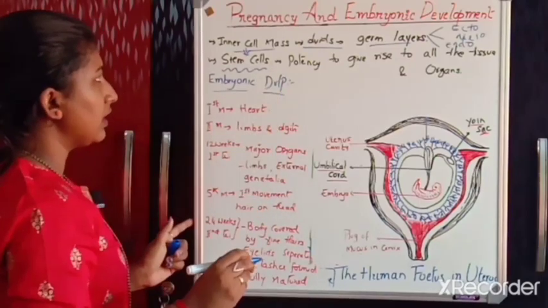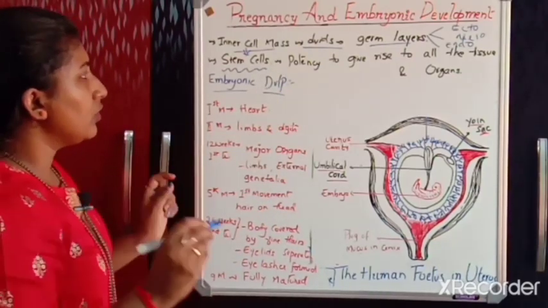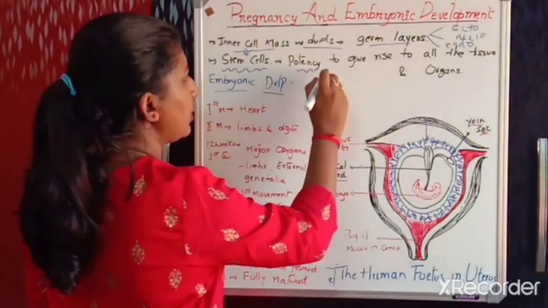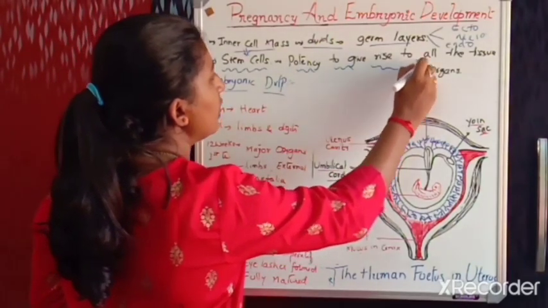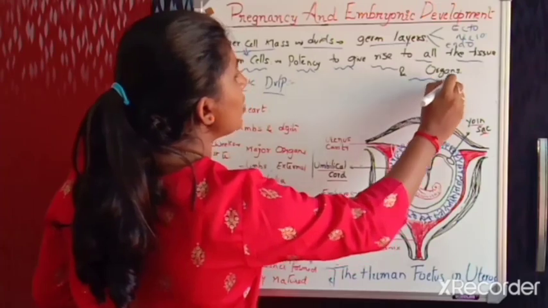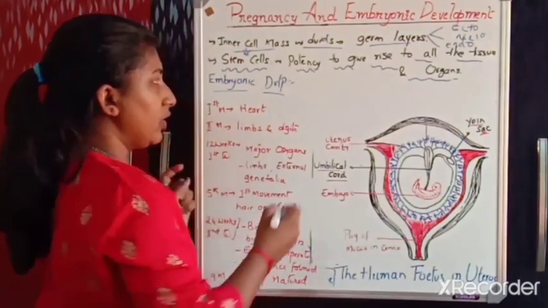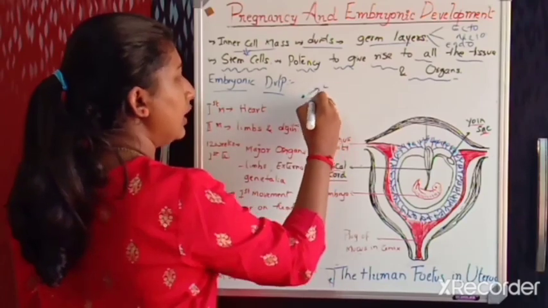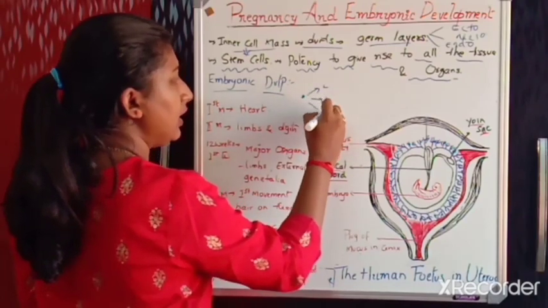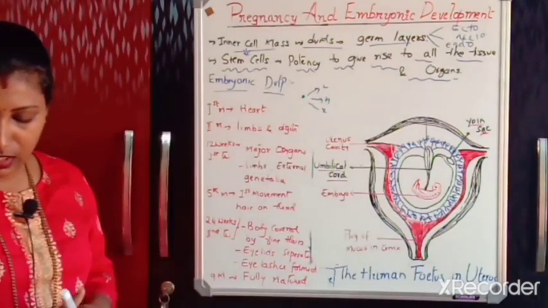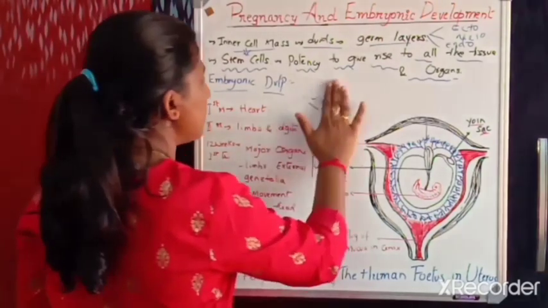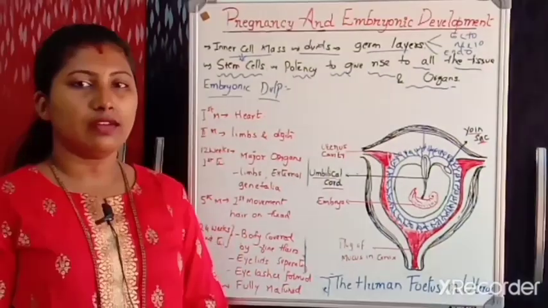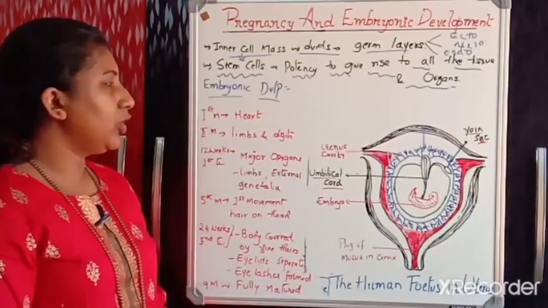So stem cells are present in the inner cell mass. So the importance of this is that these stem cells have the potency to give rise to all the tissues and organs. Okay, one stem cell can give rise to liver, heart, kidney, etc. Nowadays so many researches have taken place on stem cells. So now let's discuss embryonic development.